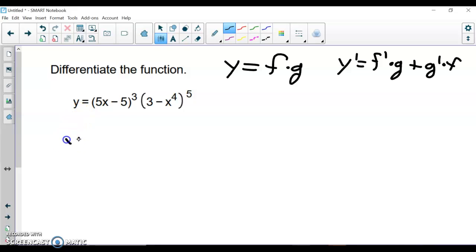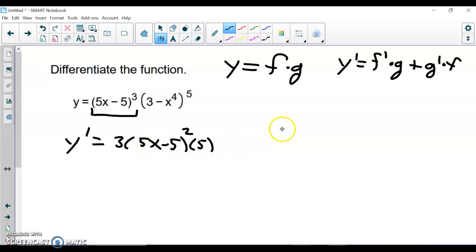So if we follow that form, the derivative of the first factor is this whole thing, right? So with the chain rule, we've got to bring the 3 down. We rewrite the inside, reduce that power by 1, and then multiply by the derivative of the inside, being 5x minus 5. So the derivative of that is just a 5. So that's f prime. And then we're going to multiply by the second, g, which is just 3 minus x to the 4th, all raised to the 5th.